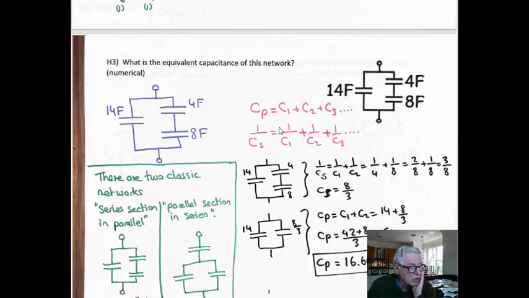Then the other thing you've got to do is know your equations. For parallel capacitors, you just add them together. So C parallel is equal to C1 plus C2 plus C3 plus, you know. And for series capacitors, it's 1 over C series equals 1 over C1 plus 1 over C2 plus 1 over C3.